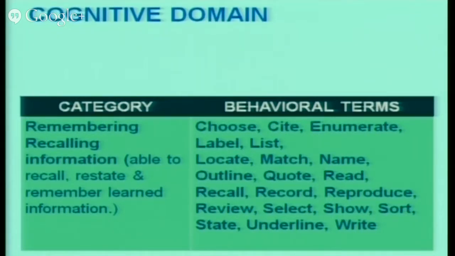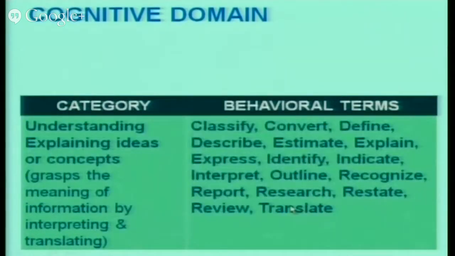Now after remembering, next in the hierarchy is understanding. Understanding means explaining ideas and concepts. He will be able to grasp the meaning of the information by interpreting and translating. Translation, that is, if I ask: if the normal temperature of human body is 98.6 degree Fahrenheit, convert it into degree Celsius. If the student has understood the relationship between degree Fahrenheit and degree Celsius, he will be able to convert from one form to another.